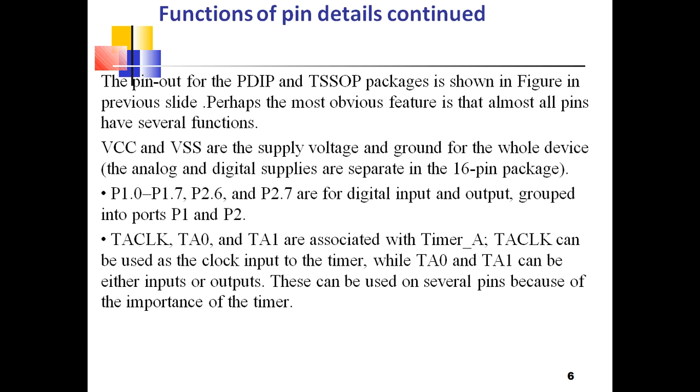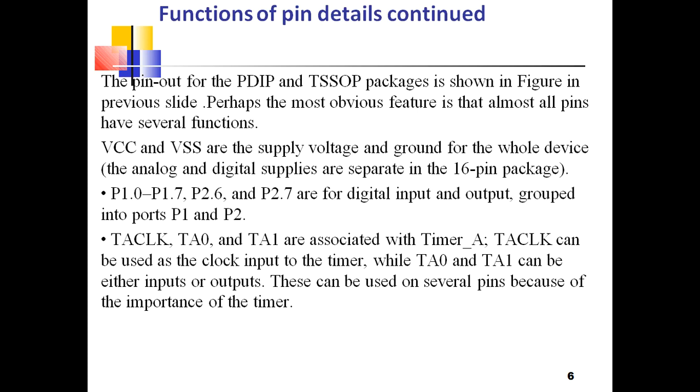Here VCC and VSS are the supply voltage and ground pins that are required if you want to work with the IC, and the analog and digital supplies are separate in 16 pin packages, but here they are the same. And here P1.0 to P1.7, P2.6 and P2.7 are mainly used for digital inputs and outputs. You have seen in the diagrams, these pins are reserved for the digital operations, grouped into ports P1 and P2.